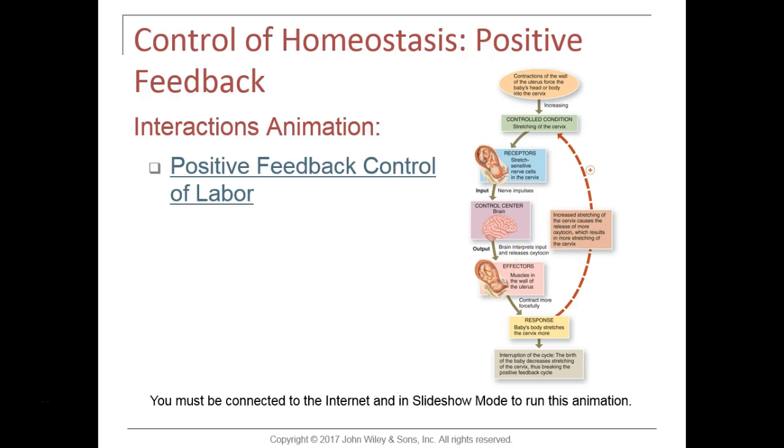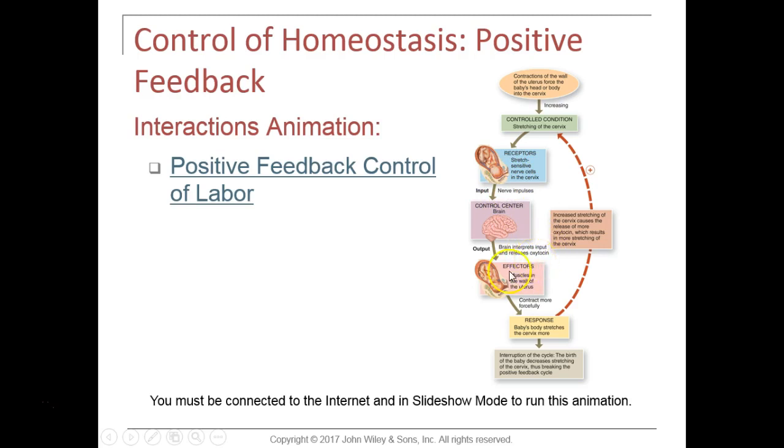Now, this is partially a neuronal reflex because there's nerve impulses, and what we call an endocrine reflex because the lower part of the loop is regulated by a hormone. Endocrine reflexes typically last quite longer than basic nerve impulse or neuronal reflexes because the hormones last longer in the body, in the blood.